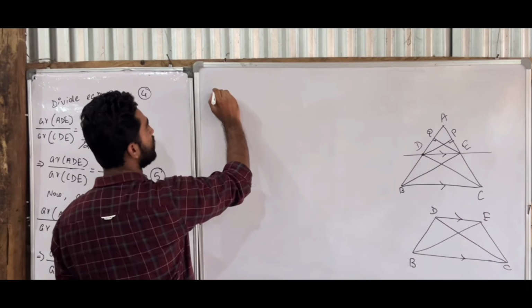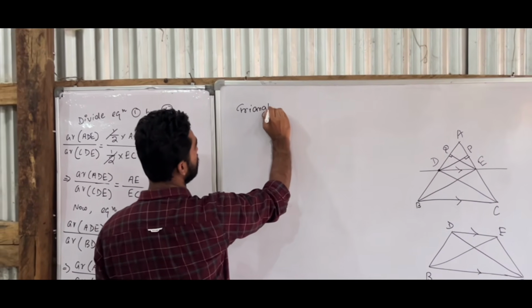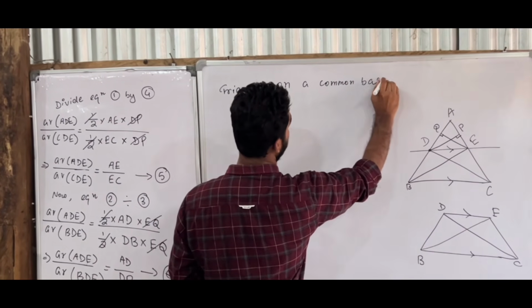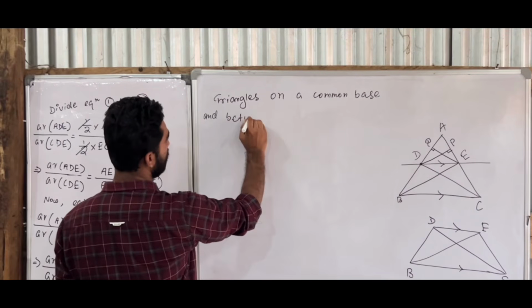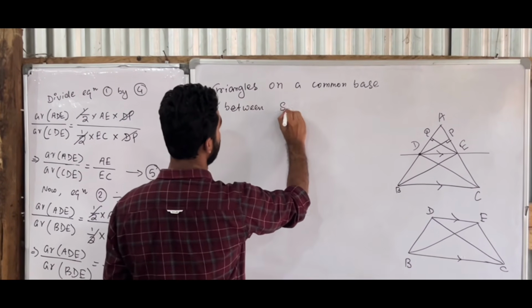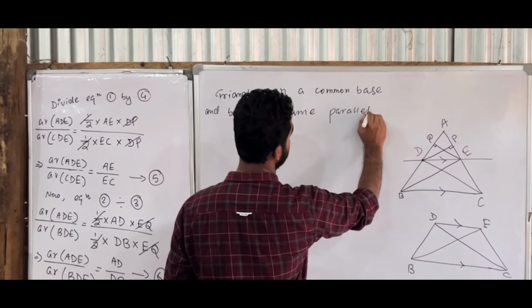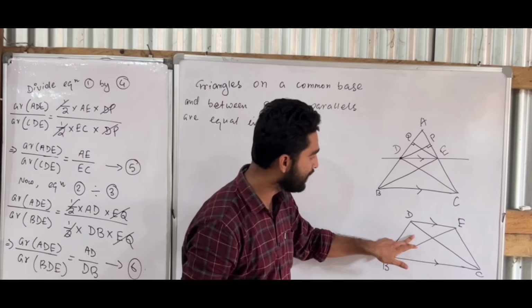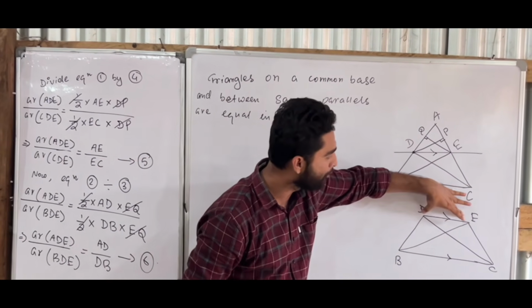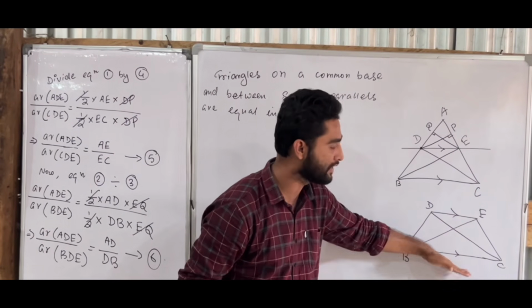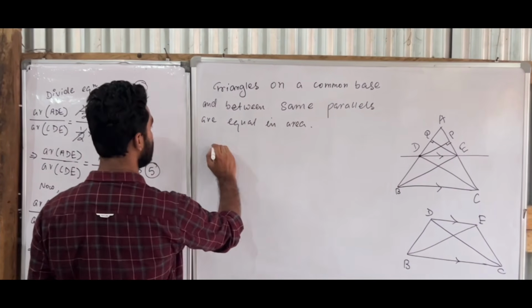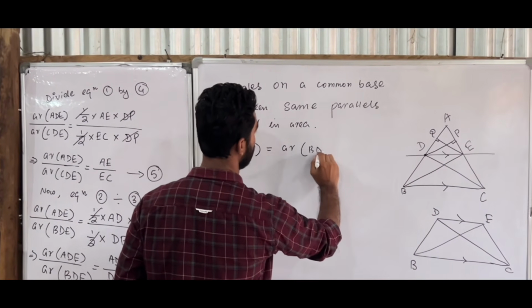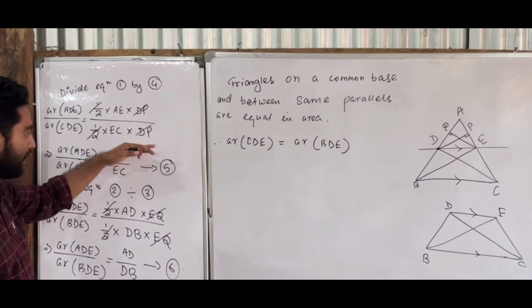So what can we write? Triangles on a common base and between the same parallels are equal in area. So you see, in case of triangles BDE and CDE, both triangles have the common base, that is DE, and both triangles lie between the same parallels, that is DE parallel to BC. So their areas must be the same. So area of CDE should be equal to area of BDE.